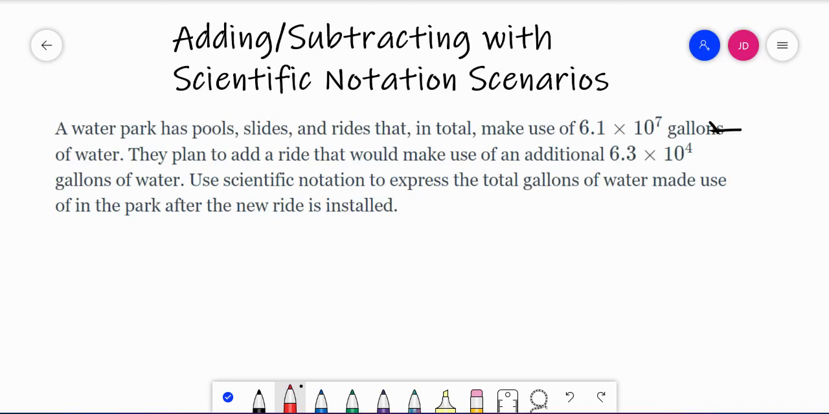In today's video, we are going to be looking at scenarios where we're adding and subtracting numbers in scientific notation. So let's take a look at the first scenario.